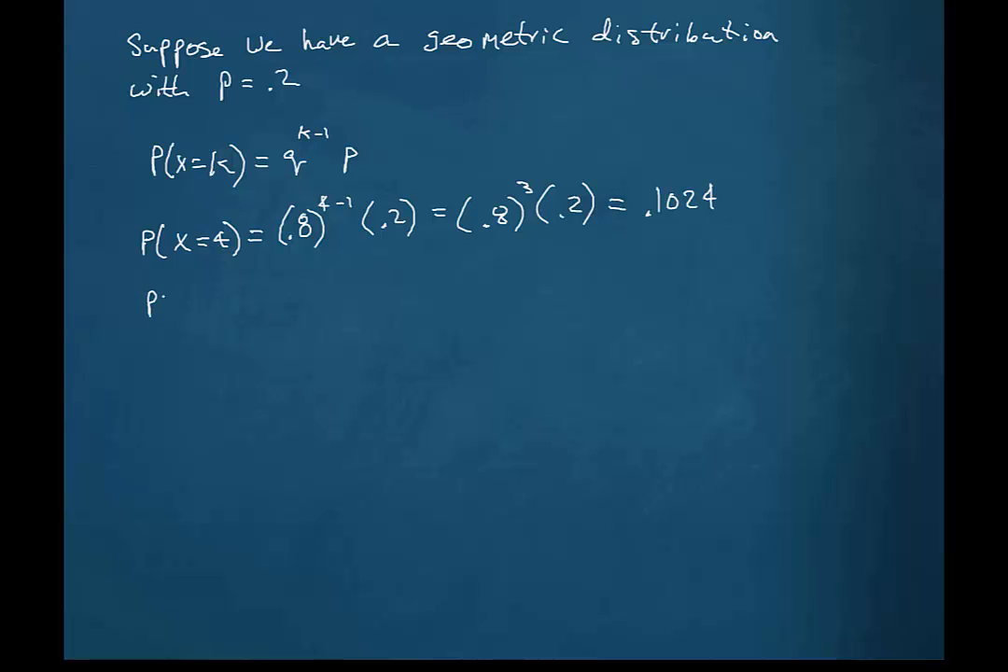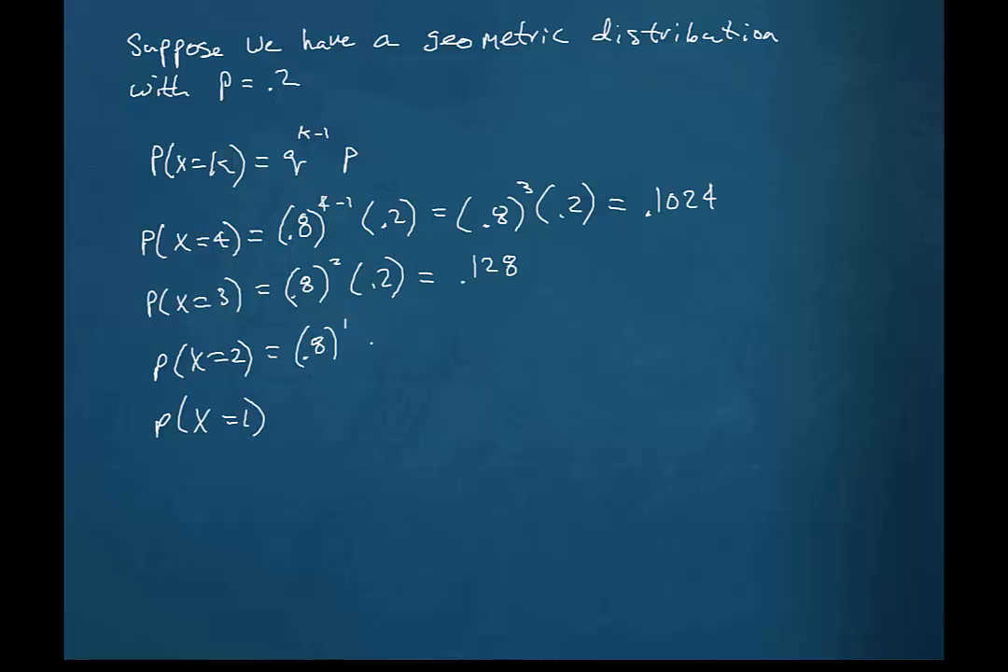Let's find the probability that X is equal to 3, X is equal to 2, and X is equal to 1. So we'd have 0.8 raised to the 3 minus 1, or 2, times 0.2. And that probability will be 0.128. The probability that X is 2 will be 0.8 raised to the 2 minus 1, or 1, times 0.2, which will be 0.16.